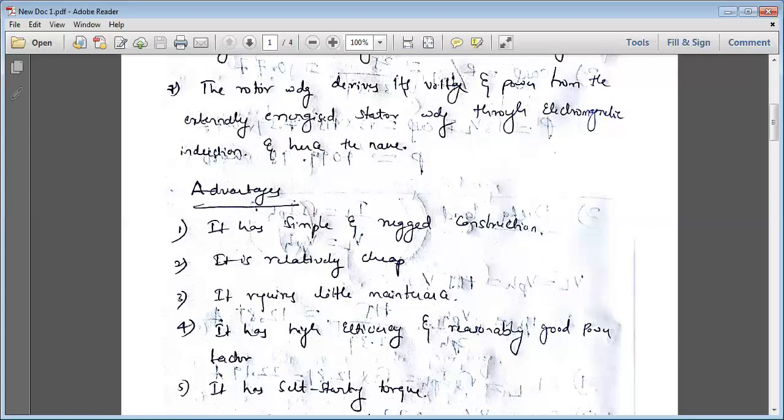And the third point is it requires little maintenance. As we all know, maintenance is the most important factor once the machine is started using in industry. So from the maintenance point of view, it requires very less maintenance. That is one of the major advantages of having a three-phase induction motor.